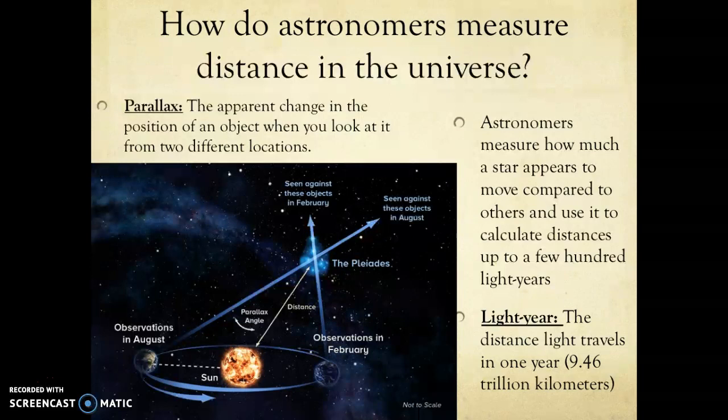So real quick, a light year, it is the distance light travels in 1 year. It is a measure of distance. Some people get confused by the year part of it and think it's a measure of time. It's actually not. It's a measure of distance. And that's, again, how far light travels in 1 year. And if you're curious about how big that is, it's 9.46 trillion kilometers. That is a huge distance.